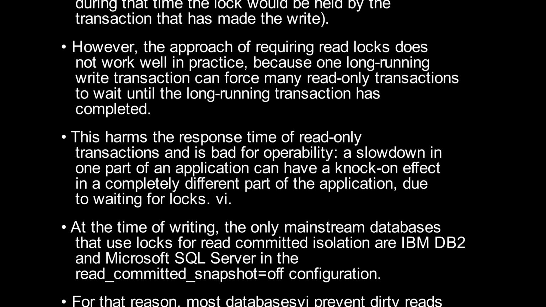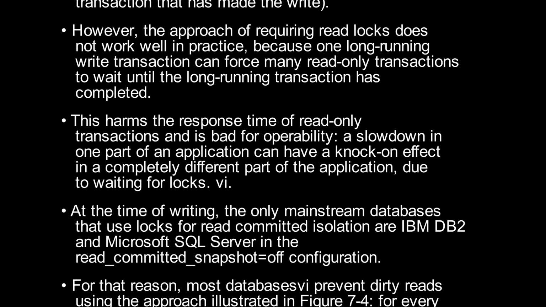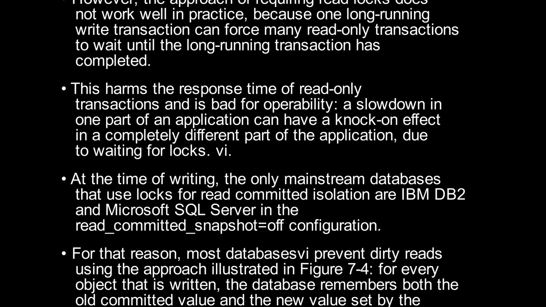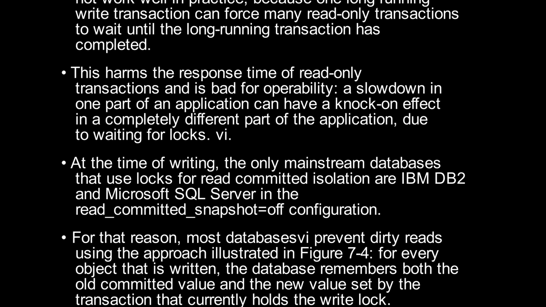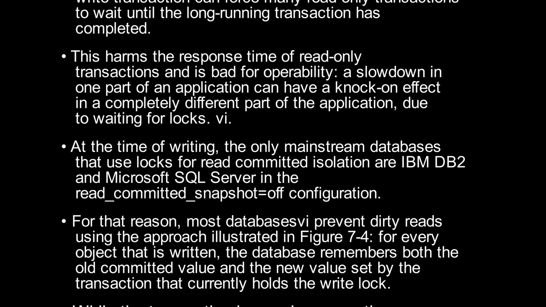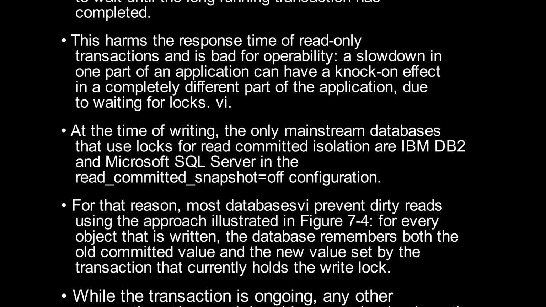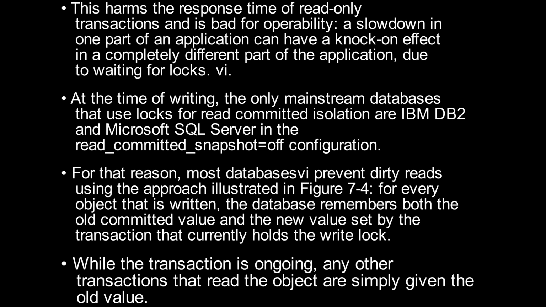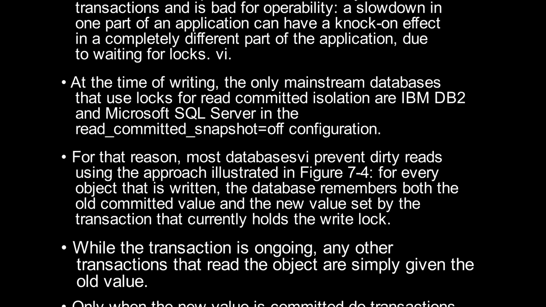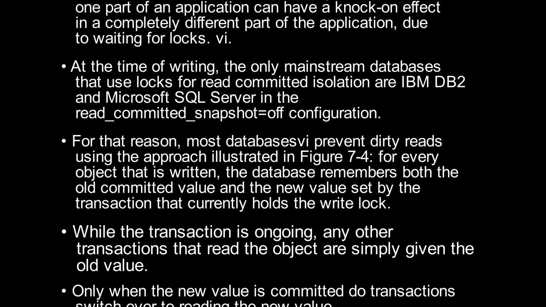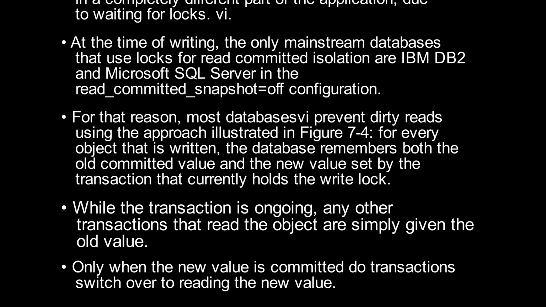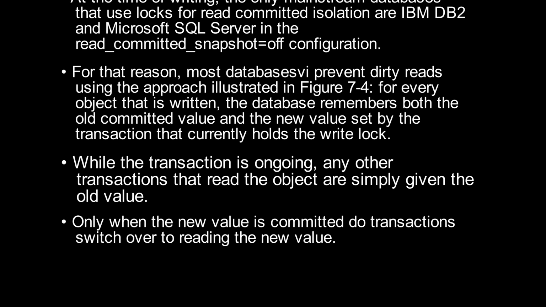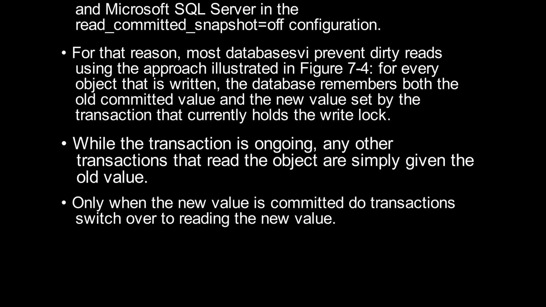Footnote 6. At the time of writing, the only mainstream databases that use locks for read committed isolation are IBM DB2 and Microsoft SQL Server in the read_committed_snapshot=off configuration. For that reason, most databases prevent dirty reads using the approach illustrated in figure 7-4. For every object that is written, the database remembers both the old committed value and the new value set by the transaction that currently holds the write lock. While the transaction is ongoing, any other transactions that read the object are simply given the old value. Only when the new value is committed do transactions switch over to reading the new value.